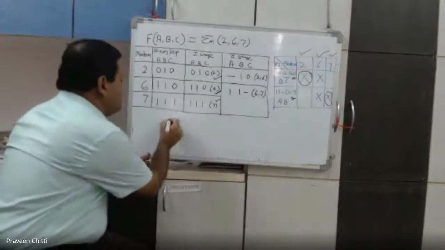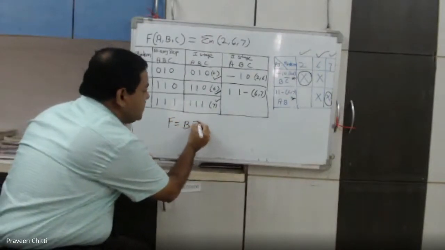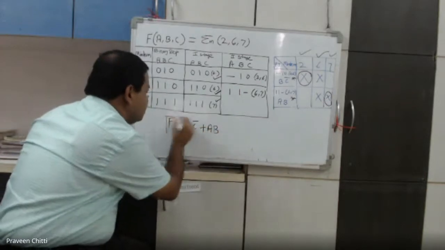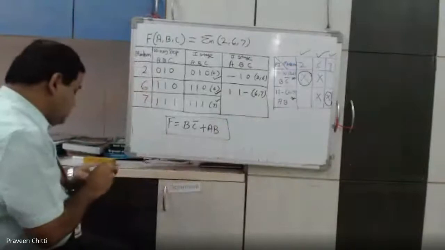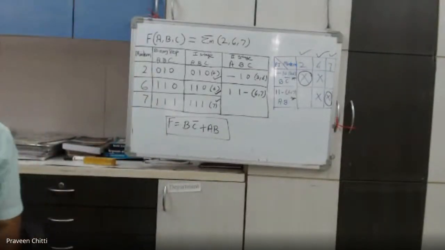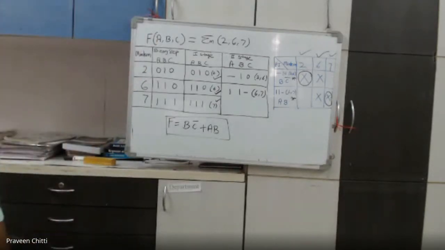Hence I can write the final answer F as BC bar plus AB. Right? This is the final answer, which you can verify using K-map. You can quickly write the K-map for this, and you can try to verify your answer.